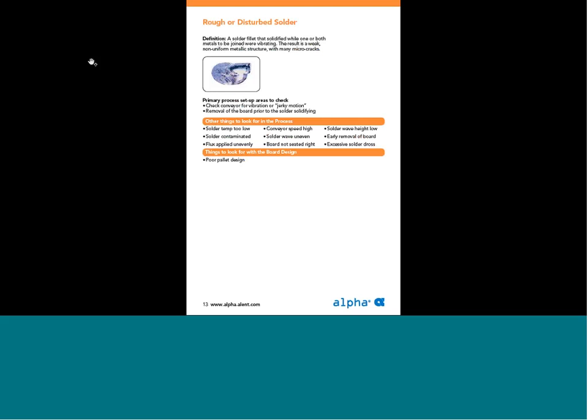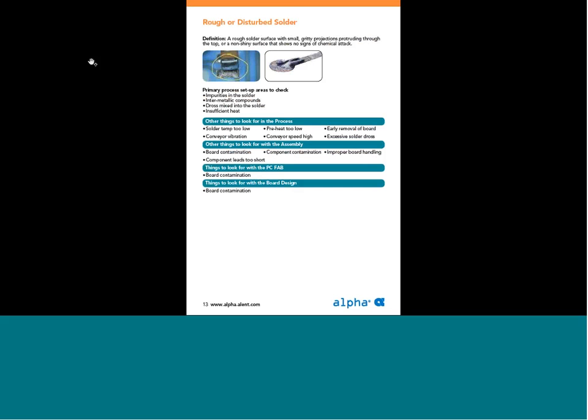Rough or disturbed solder, usually a conveyor chain, pick and place machine adjacent to the wave machine or insertion machine that's causing excessive vibration just due to its positioning, things like that. Your pallet design is definitely something you need to check if you're seeing rough or disturbed solder.